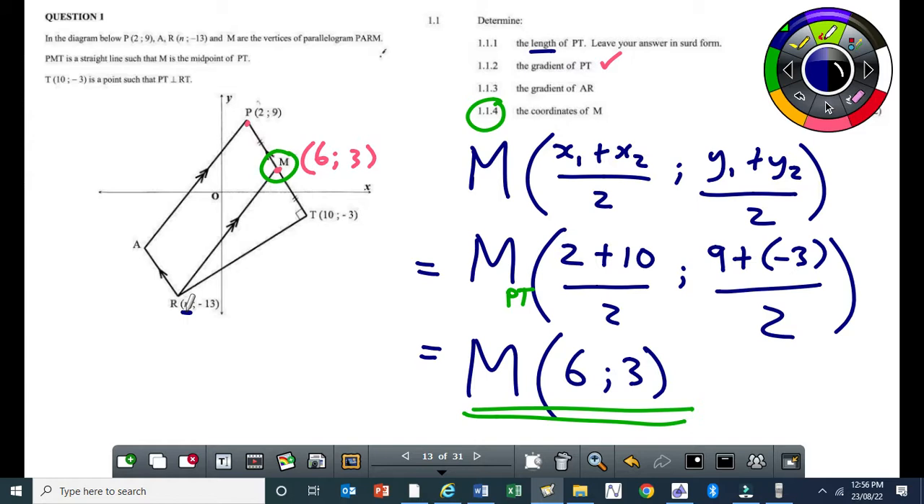But how can I get the gradient of TR? I know the gradient of PT. Remember, we did 1.1.2. So we found the gradient of PT. But PT is perpendicular to TR. Therefore, I can find the gradient of TR. That's how easy it is.